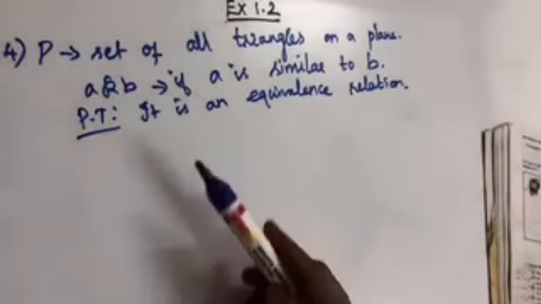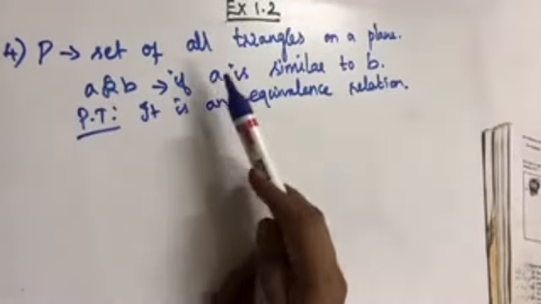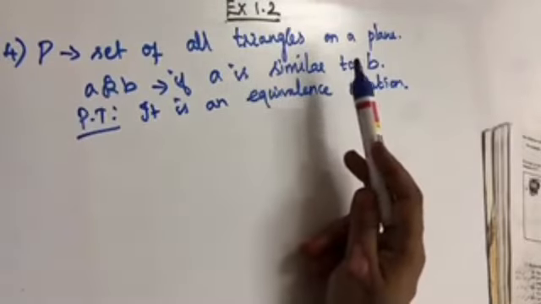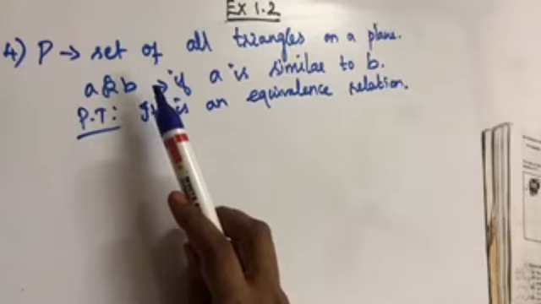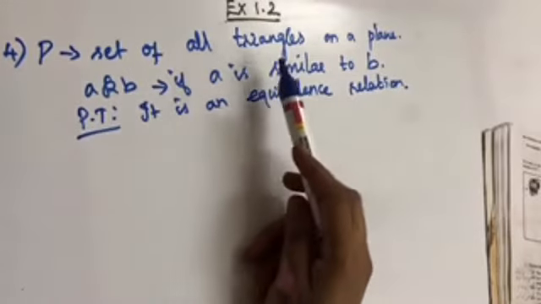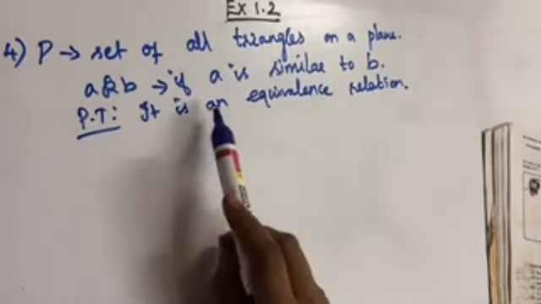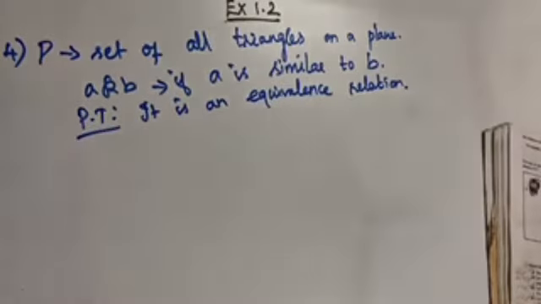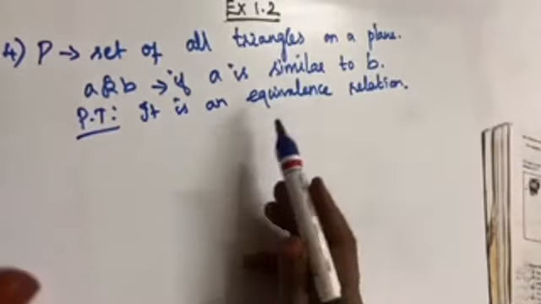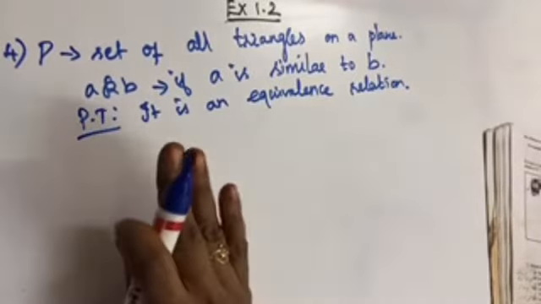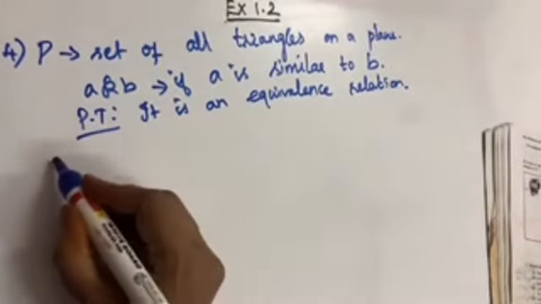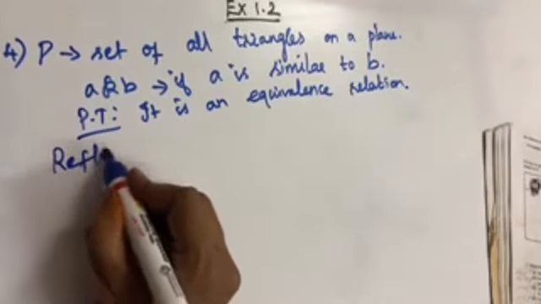Next question, the fourth one. Let P be the set of all triangles and R be the relation defined on P as A is related to B if A is similar to B. Prove that R is an equivalence relation. To prove it is an equivalence relation, we have to prove it is reflexive, symmetric and transitive. So first, reflexive relation.